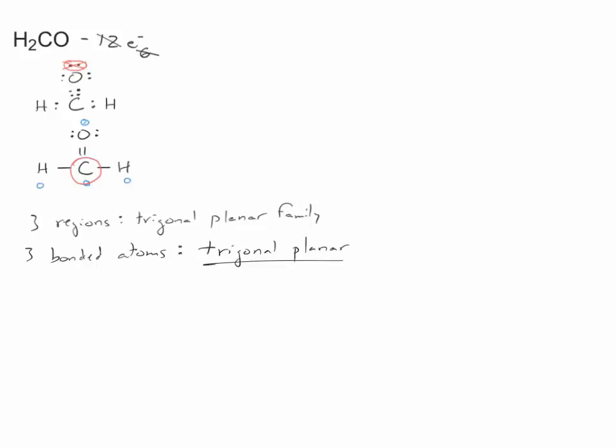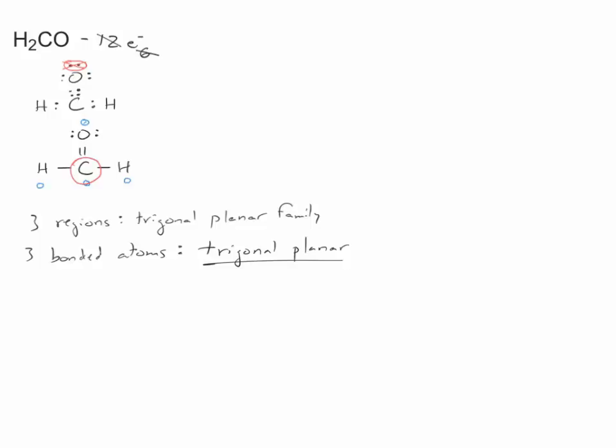Now we can look at hybridization. Hybridization has everything to do, and only to do, with regions of electrons. And if I look at the carbon, all atoms in bonded molecules are hybridized except for hydrogen. It's the only one you don't have to worry about. So in this case, we have to worry about both carbon and oxygen.